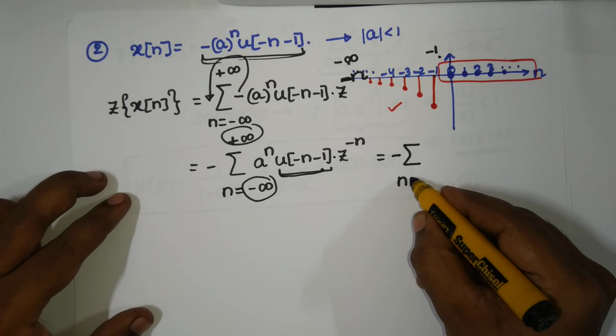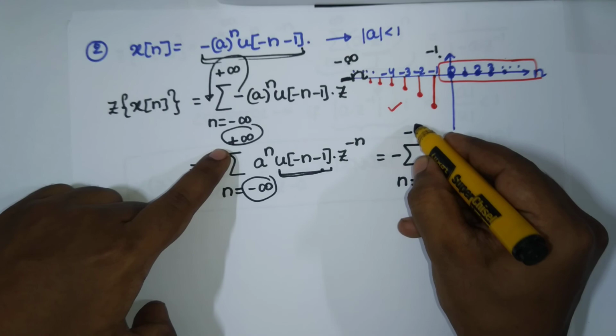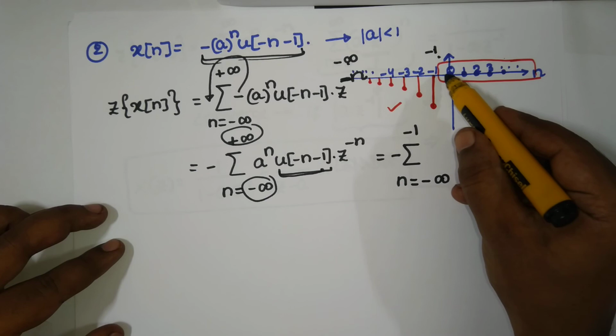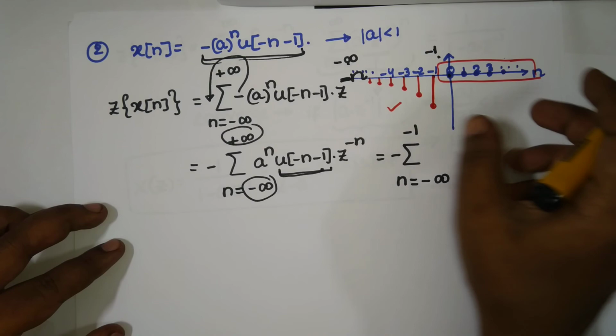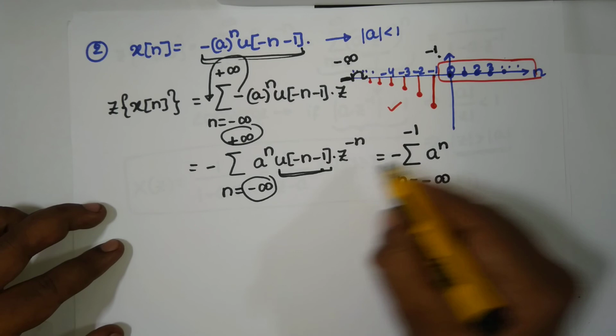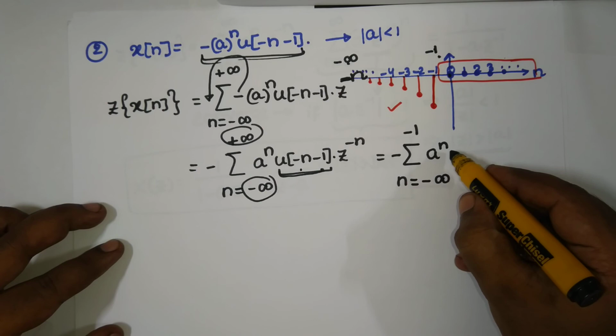You take this negative sign again, I'll put this as minus infinity, and now this becomes minus 1, because the life of this sequence is from minus infinity to minus 1. From 0 to positive infinity there is no life, okay, as it is anticausal, so a left sided sequence. Now we can remove this u of minus n minus 1 because the limits got changed like this. So now you have a power n z power minus n.